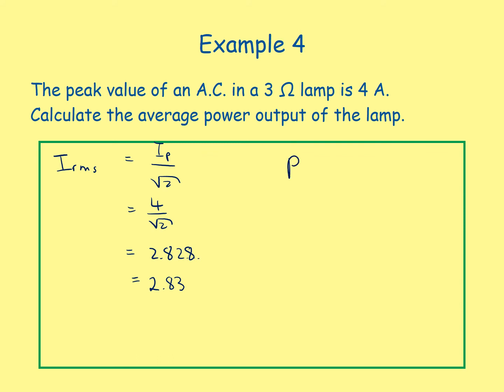To calculate the power, we've got P equals I squared R. Putting our I in there, 2.83 squared, times our resistance, which is 3, we get an answer of 24 watts. If we had rounded the 2.83 up to maybe 3, like we were doing before for our values, this would not have given us a more accurate result. So in the intermediate stages, we need to round to more decimal places to give us a much more accurate result.